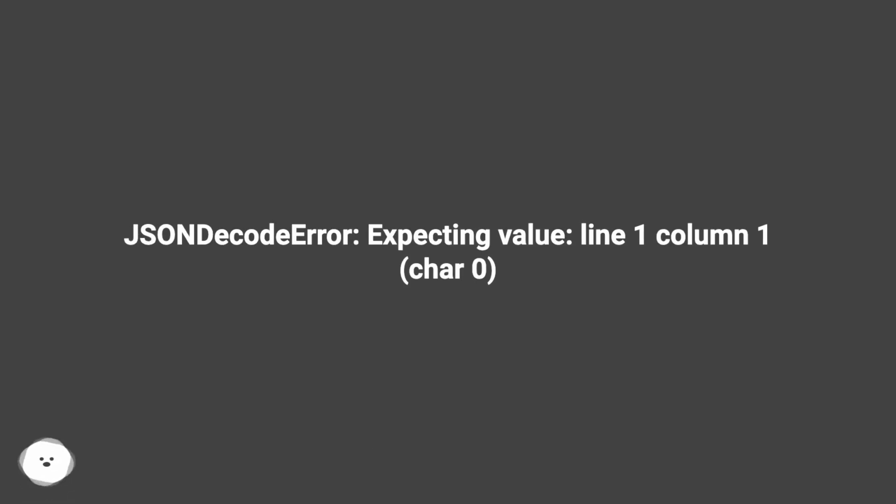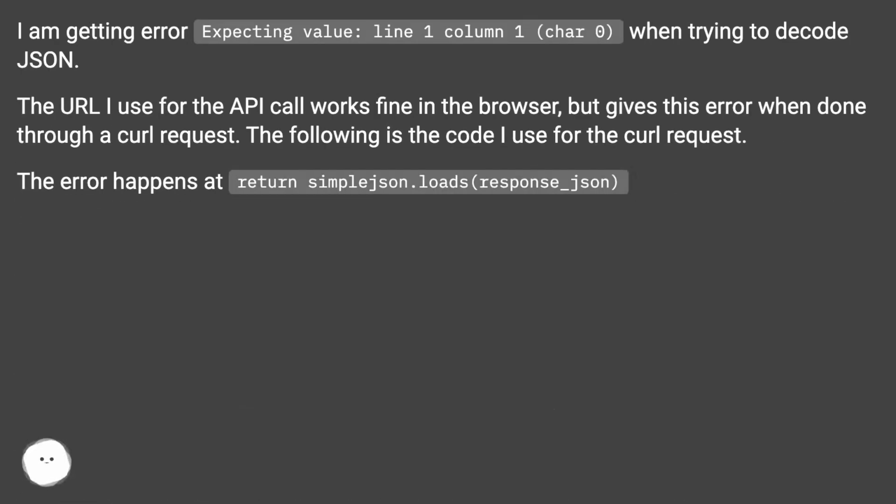JSONDecodeError, expecting value, line 1 column 1, char 0. I am getting this error when trying to decode JSON. The URL I use for the API call works fine in the browser, but gives this error when done through a curl request. The following is the code I use for the curl request. The error happens at return simpleson.loads, response_JSON.